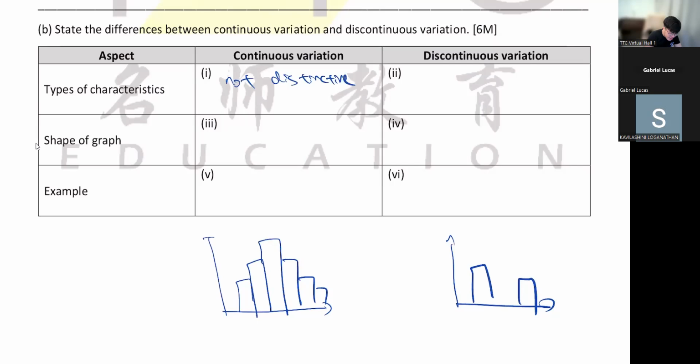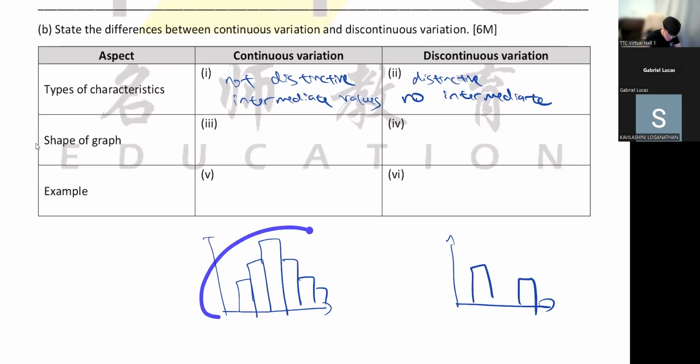Not distinctive, they have intermediate values. Whereas discontinuous, they are distinctive. They are very clear cut and they have no intermediate values. So it's either you are 1 or 2. It's either you are team blue or team red. There's no half-half. So, shape of graph.